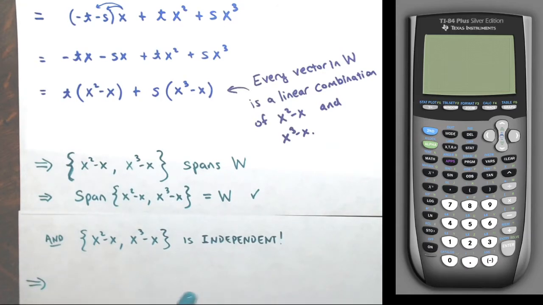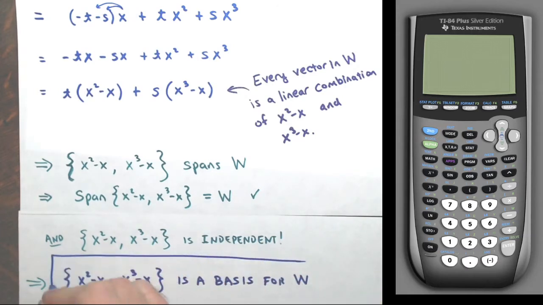So after all is said and done with this first example, this set with x squared minus x and x cubed minus x is a basis for W. Right.